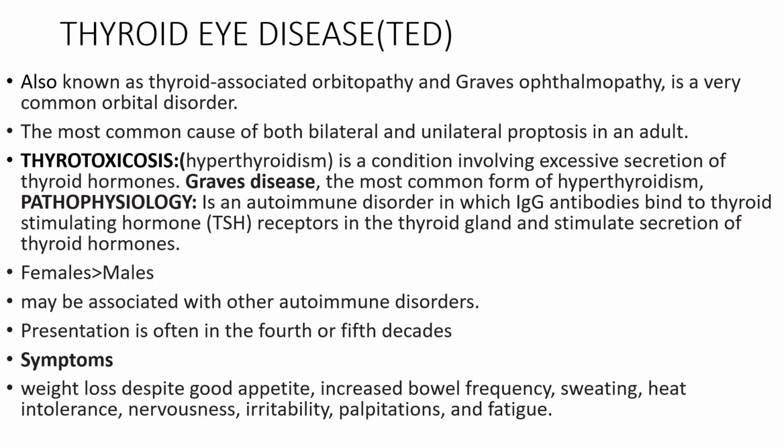The pathophysiology is that there is an autoimmune disorder in which IgG antibodies bind to the thyroid stimulating hormone receptors in the thyroid gland and stimulate the secretion of the thyroid hormones. It is more common in females than males and may be associated with other autoimmune disorders. The presentation is often in the fourth or fifth decades.